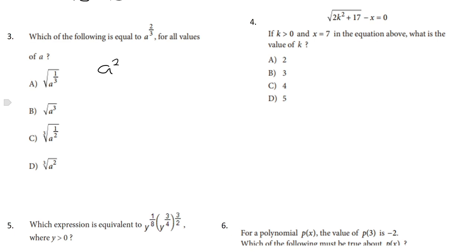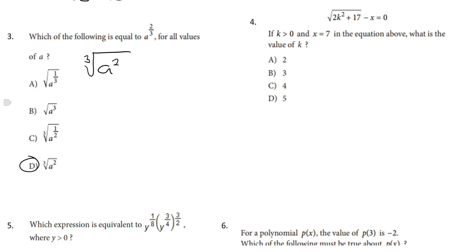The denominator of the fraction is the root or the radical. So we're going to have the cubed root. That 3 in the bottom is the 3 for the root. Cubed root of a squared. 2 is the number on top, so that's going to be the exponent of a. And if we look at our answer choices, this is answer choice D.